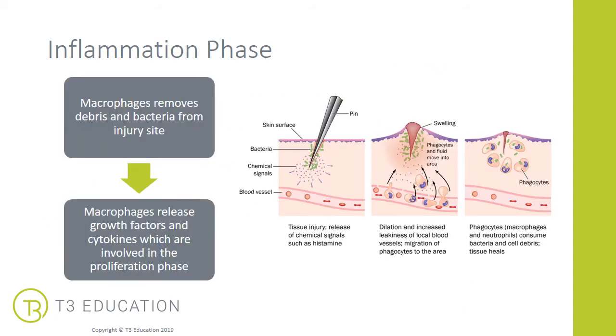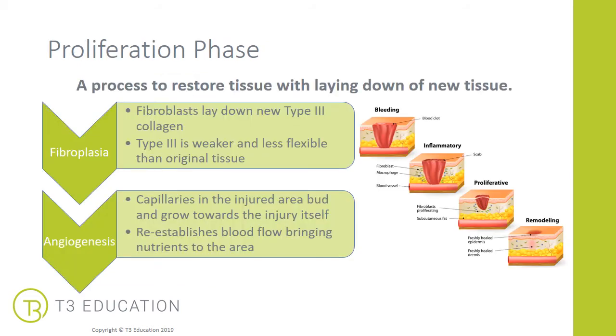Within the inflammation phase, we have macrophages, which are white blood cells, and they arrive in the area and mop up and remove any debris and bacteria from the injury site. Think of them like Pac-Man, picking up all the bits along the way. What they also do is release growth factors and cytokines, which are then involved in the proliferation phase. And when there's less oxygen to the area, macrophages are stimulated to create a process to help increase local blood flow and circulation to the area.